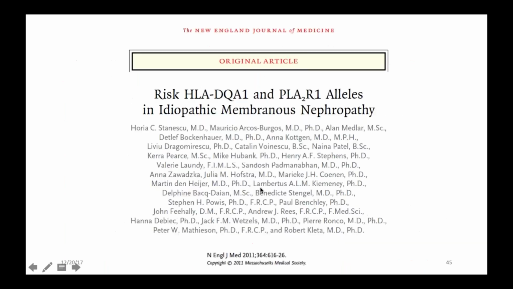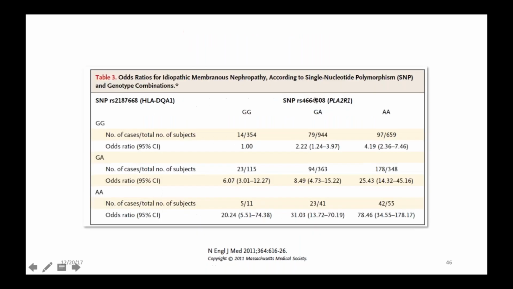We also know that there are a number of genetic factors which have been identified. This was data published about 7-8 years ago from Europe, which identified some high risk alleles in the DQA1 locus and phospholipase A2 receptor locus, which is very well expected. And this is data from the European cohort, which shows that if both the high risk allele in the phospholipase A2 receptor and DQ1 antigen is present, then such a patient is almost 80 times at increased risk of developing membranous nephropathy.